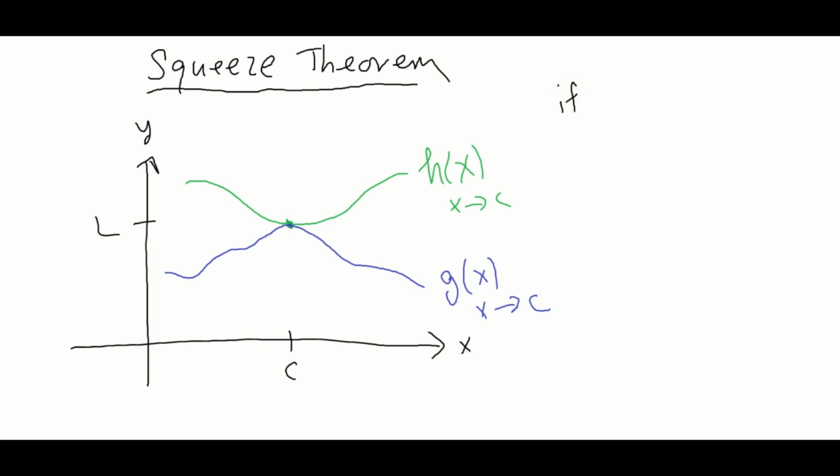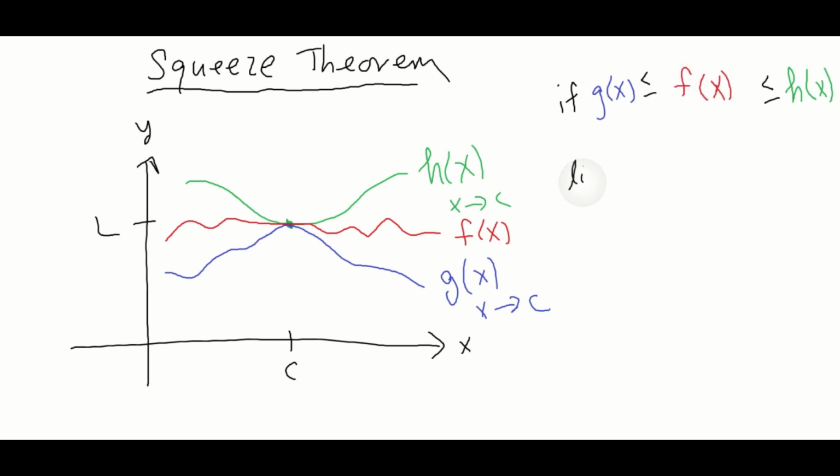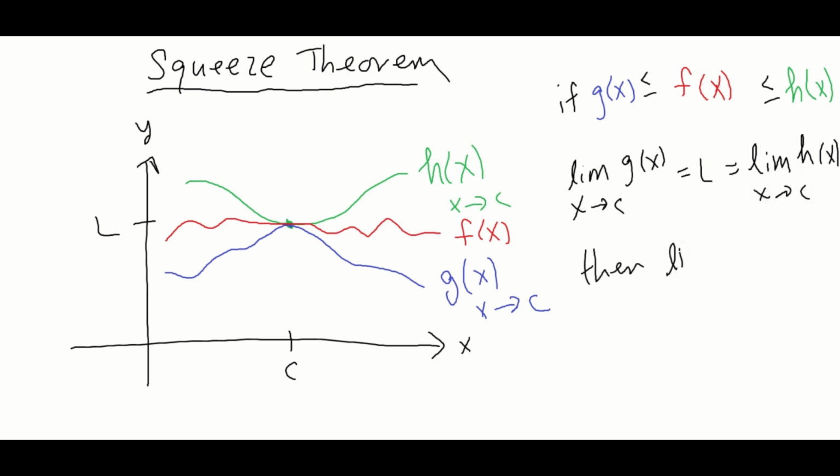In this case, g of x is less than or equal to h of x. And if we have some function f of x sandwiched or squeezed or pinched between these two functions g of x and h of x, because the limit of g of x as x approaches c is equal to the same limit as the limit of h of x as x approaches c, we can then say the limit of f of x as x approaches c has the same limit.